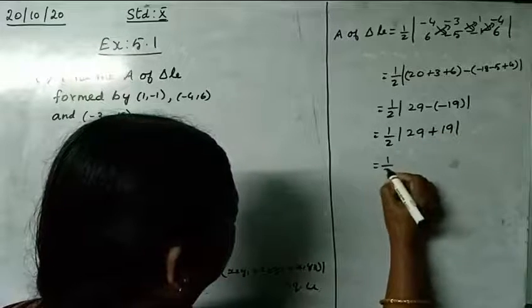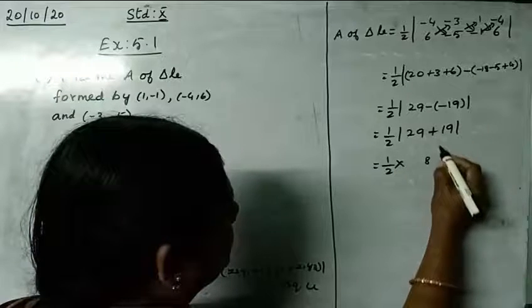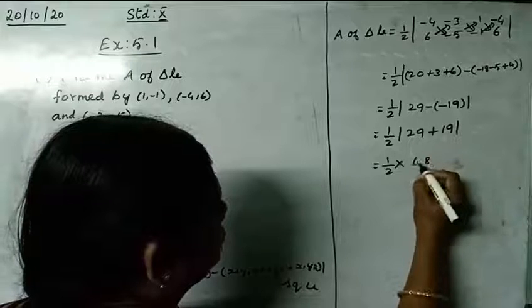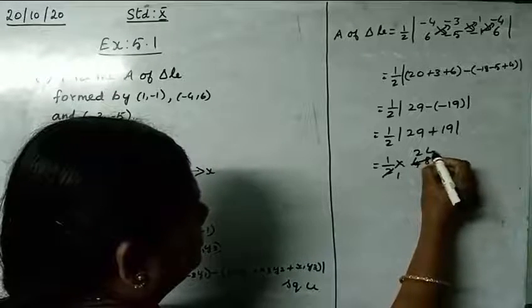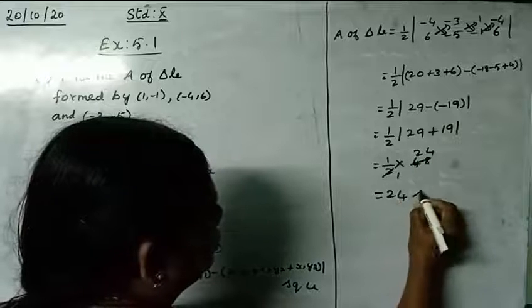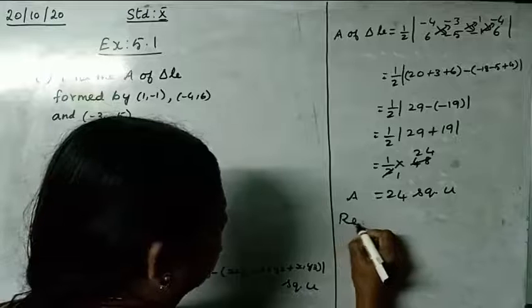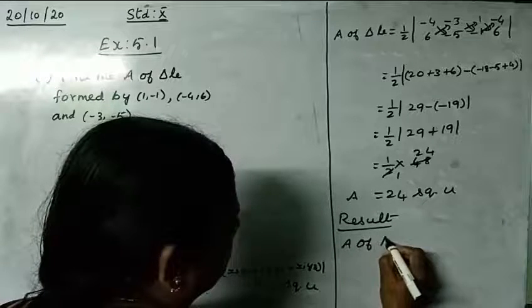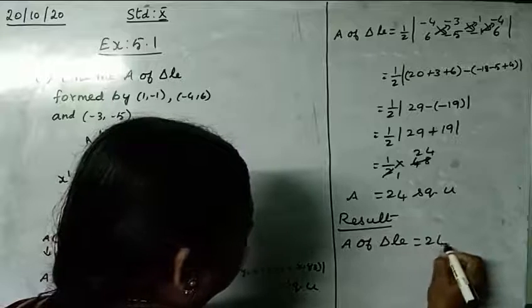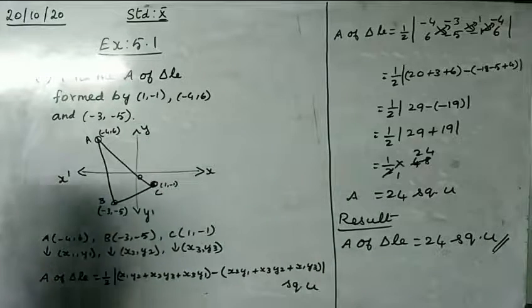So which is equal to 1 by 2. Remove the modulus and add these two numbers: 48. Now reduce this number. So it is 24 square units. So the area of the triangle is equal to 24 square units. That is the answer.